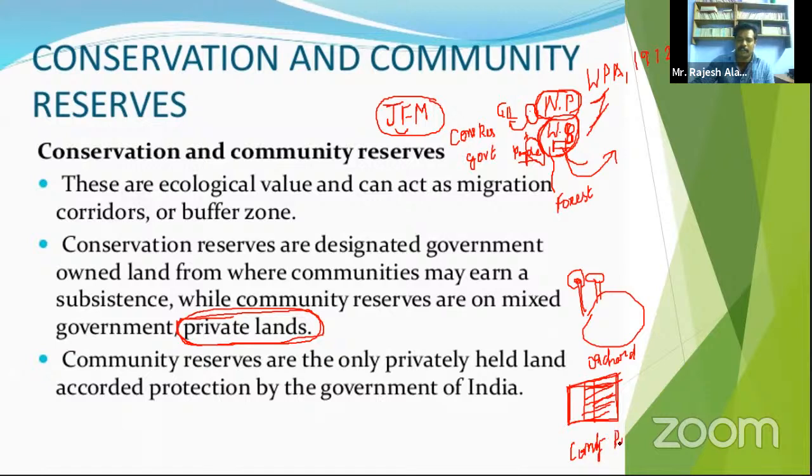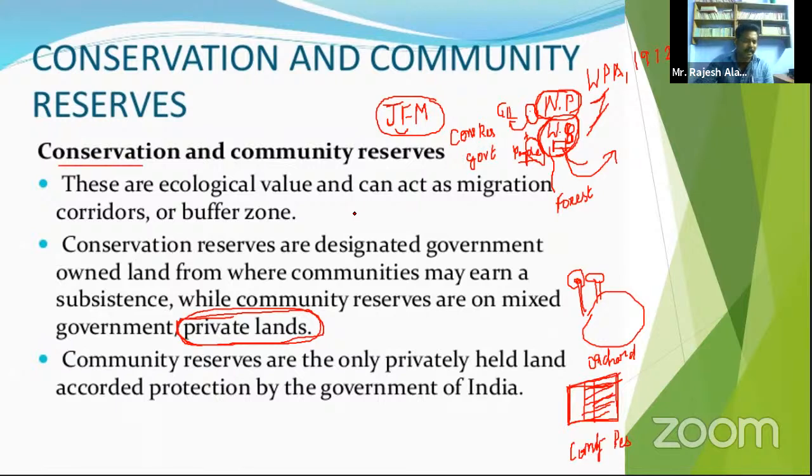In the case of a community reserve, the land is private land. In a conservation reserve, the land belongs to the government. These are extended protected area networks, right, sir? Yes, sir. There are many people like this, sir.